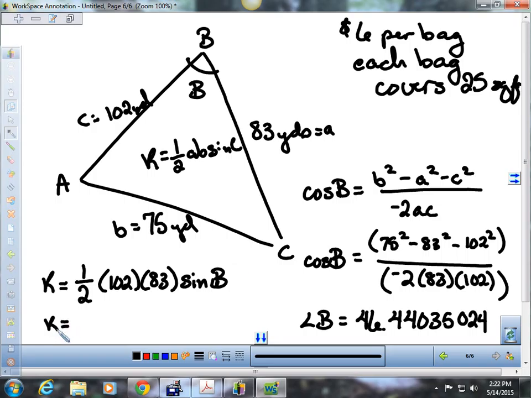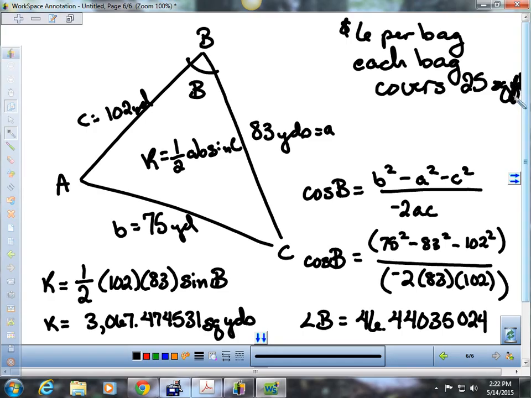And again, we need to find the area, but ultimately we need to know how many bags of fertilizer we need. So I'm not rounding the area either. I'm using the full value. What did you get for the area? $3,067 square yards. And I'm sorry, I've used feet up here.